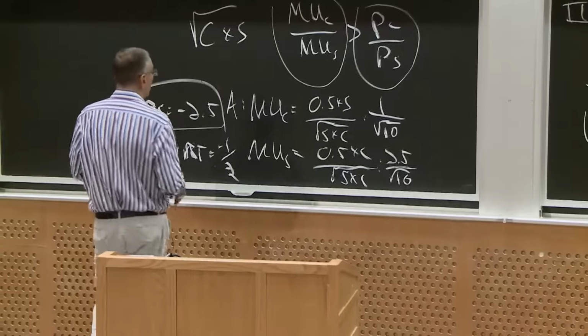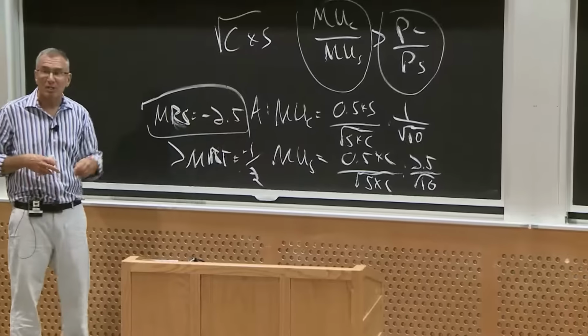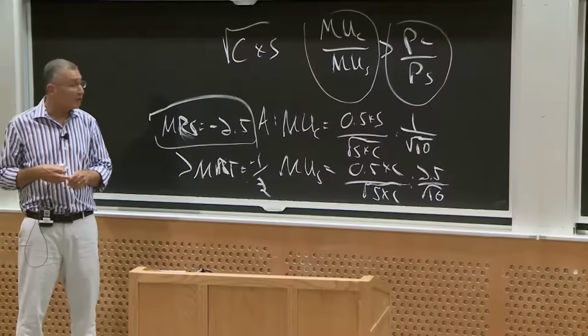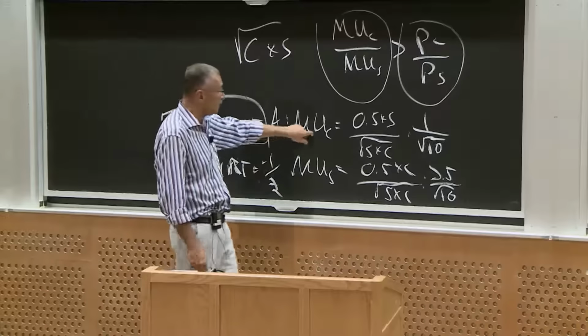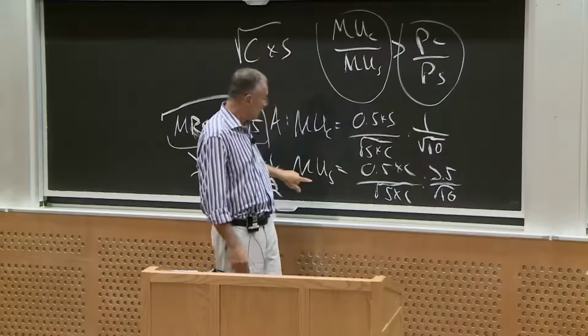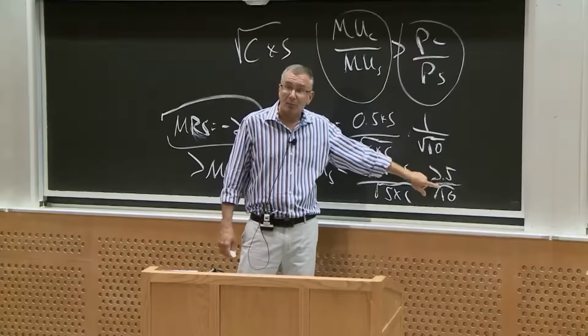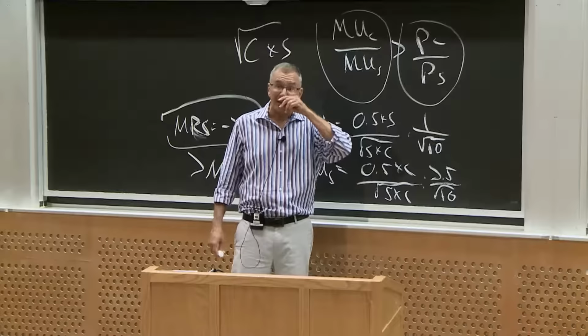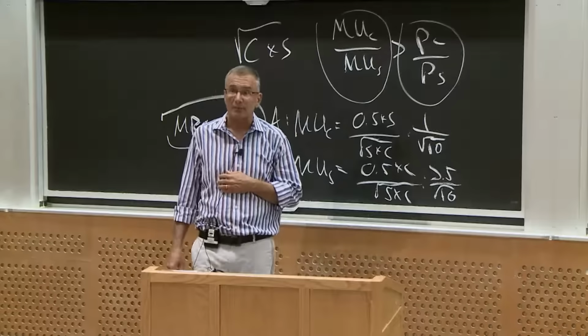Oh, the marginal rate of substitution, remember, is the negative of the ratio of marginal utilities, just definitionally. So it's the marginal utility of cookies, which is 1 over square root of 10, over the marginal utility of slices, which is 2.5 over square root of 10, and a negative sign in front of it, because it's definitionally negative.